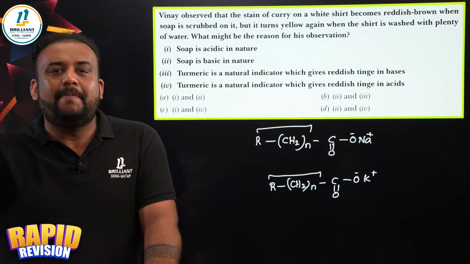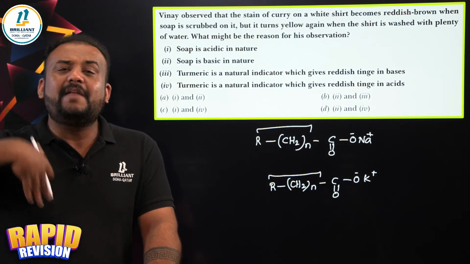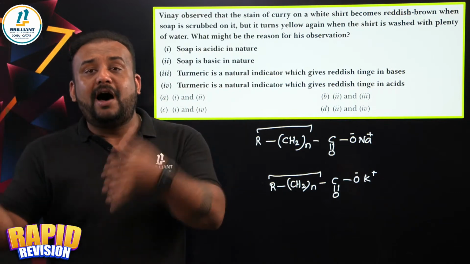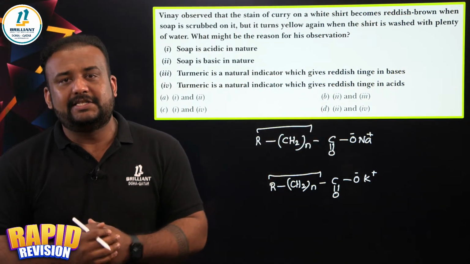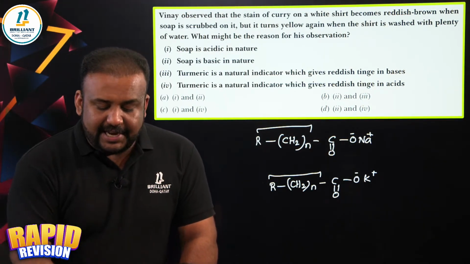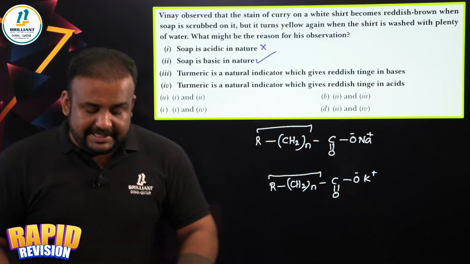Then you have sodium palmitate. Sometimes it will be 18 carbon atoms, sodium stearate. Like that, there are plenty of soap molecules. All of them have sodium. All of them are sodium or potassium salts of long chain carboxylic acids or fatty acids. So they are basic in nature. So the first statement about soap is wrong. Second statement is correct because soaps are basic in nature.